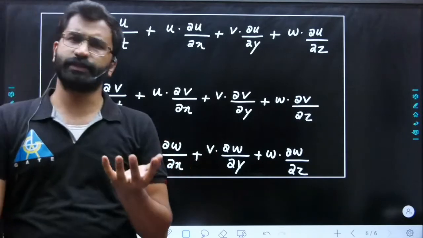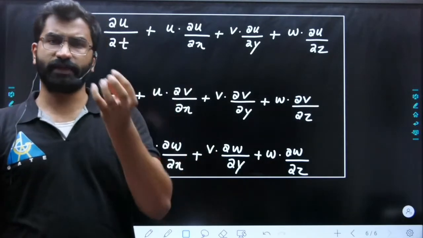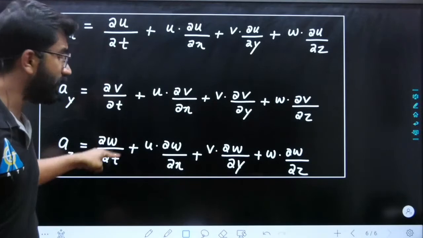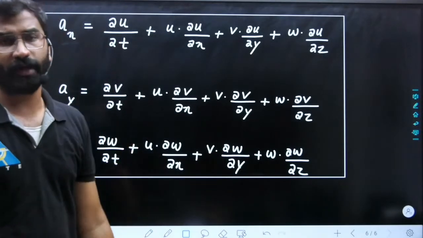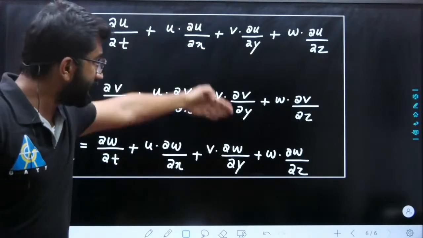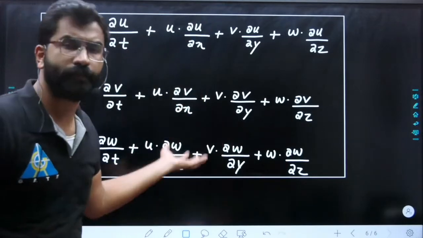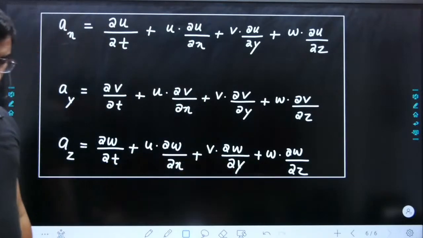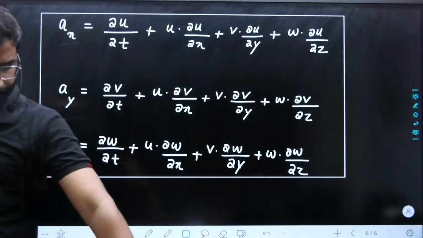acceleration. Local acceleration in the sense what? Your velocity change with respect to time. Steady flow के लिए ये तीनों value 0 हो जाएगा, right? Steady flow के लिए तीनों value 0 हो जाएगा. Now the second term is your convective acceleration. So they can ask the question. Okay, so this equations are very important.